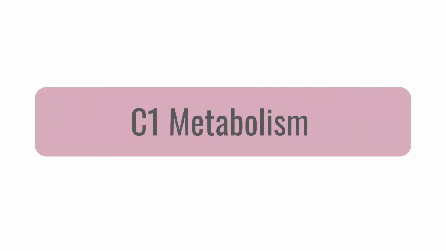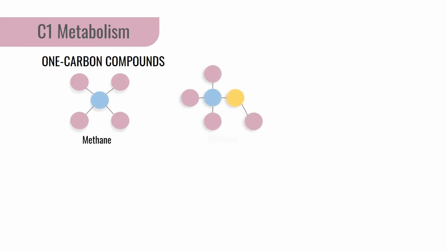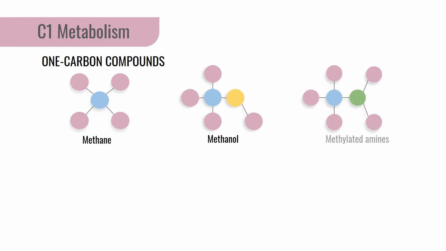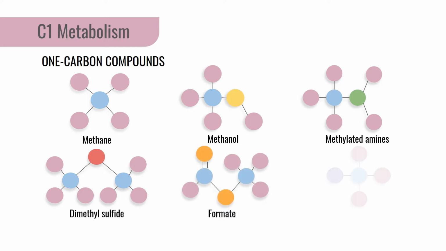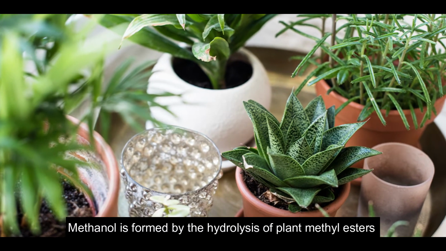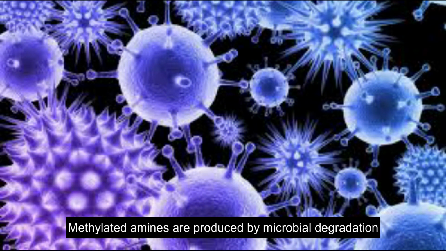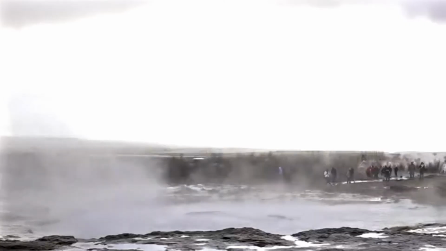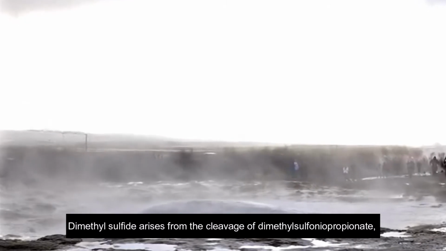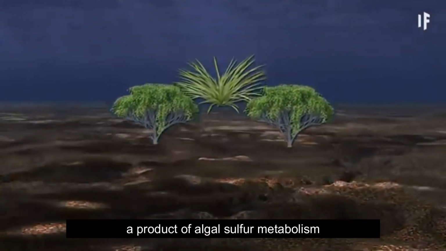For the main topic, we are going to talk about C1 metabolism. 1-carbon compounds at all oxidation levels can be found in nature, including methane, methanol, methylated amines, dimethyl sulfide, formate, and chlorinated methanes. Methanol is formed by the hydrolysis of plant methyl esters and ethers, such as pectin and lignin. Methylated amines are produced by microbial degradation of choline derivatives present in plant membrane material and animal tissue. Dimethyl sulfide arises from the cleavage of dimethylsulfoniopropionate, a product of sulfur metabolism.